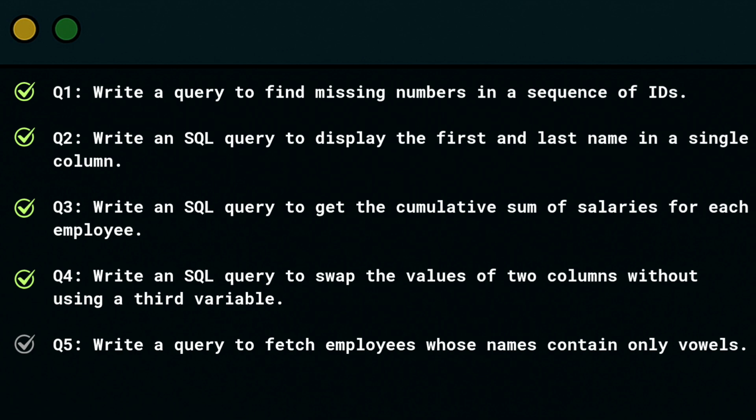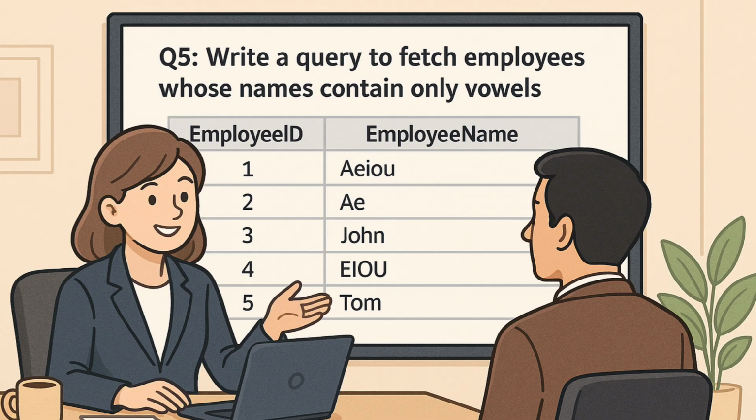Now, let's move to the last one. We have to find the employees whose name contains only vowels. Understand it first. All the characters in the name should be vowels. We can easily do it by pattern matching, right? Yes, you are correct. But there is a tricky part in this question. The interviewer can confuse you. Let's see the solution first.